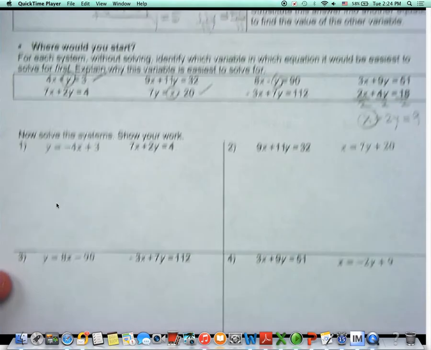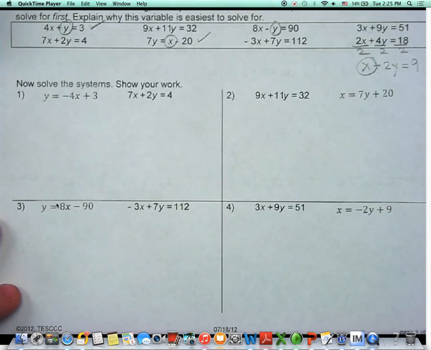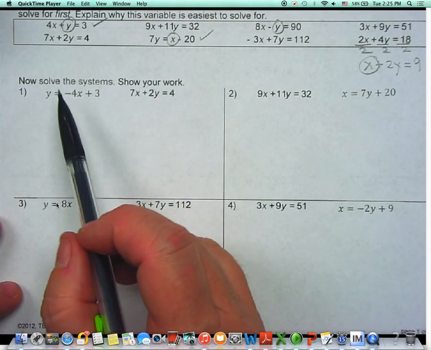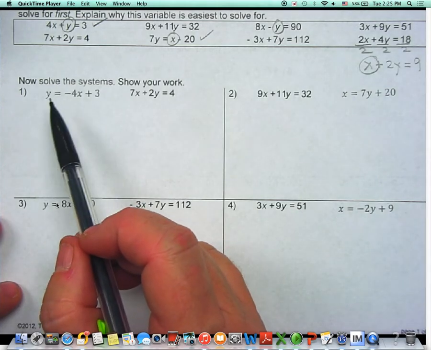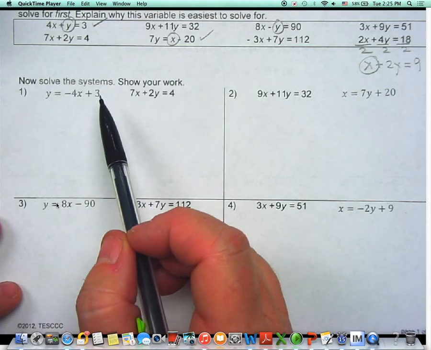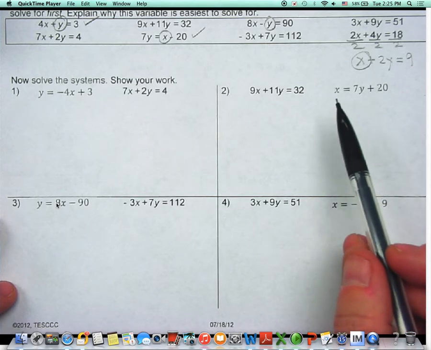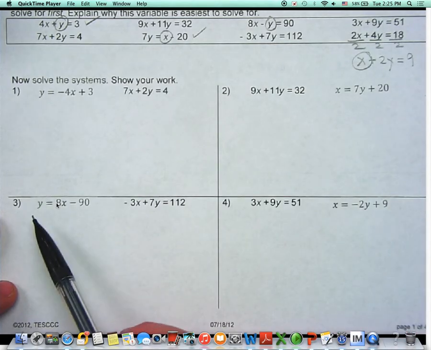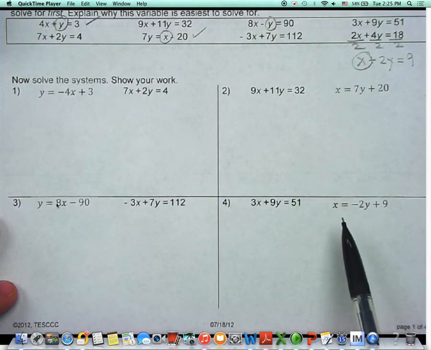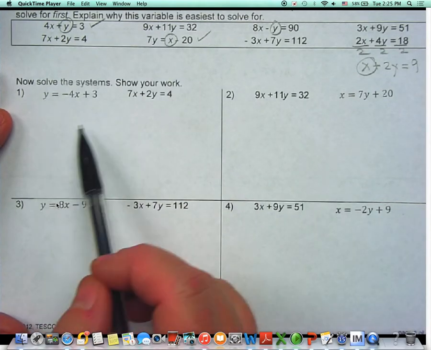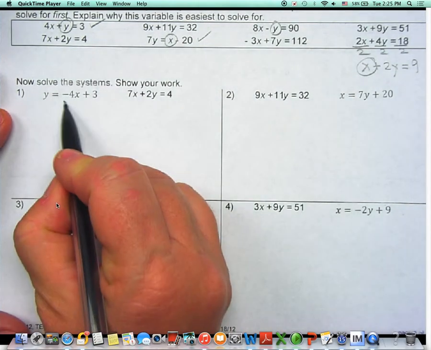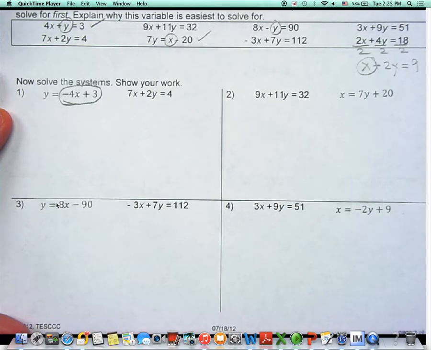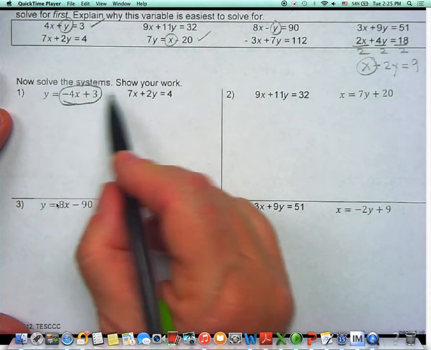Okay, but they have done this. They just made this really easy for you. They have taken this and already have the y by itself, and over here they have x by itself. And here they have y by itself, and here they have x by itself. So we don't have to do the first part. We're just going to sub negative 4x plus 3 in for y or x.